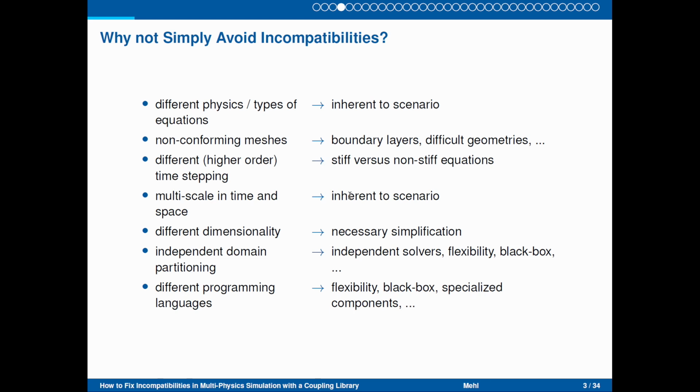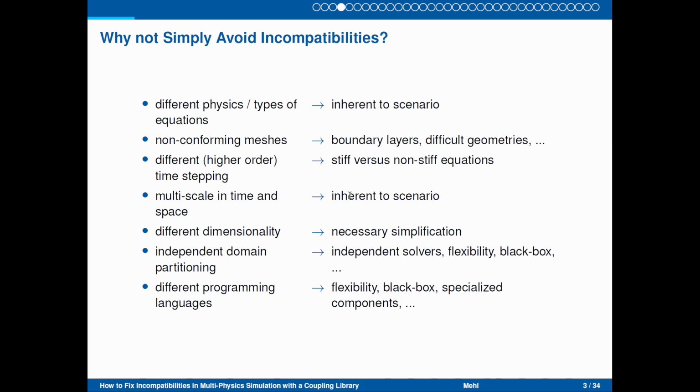As an example. Non-conforming meshes, we could, with a lot of work, maybe avoid that, but sometimes this is also an advantage if you have a complicated geometry or if we have boundary layers in turbulent flow, then we do not want to force the fluid mesh to do the same as the structure mesh, for example. So then it would be really good and not just a problem if we would have non-conforming meshes.